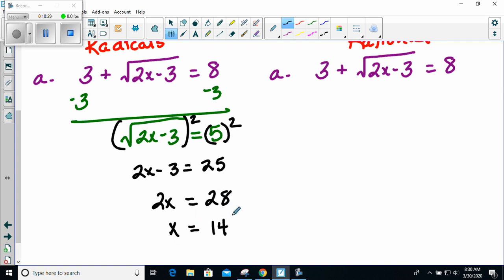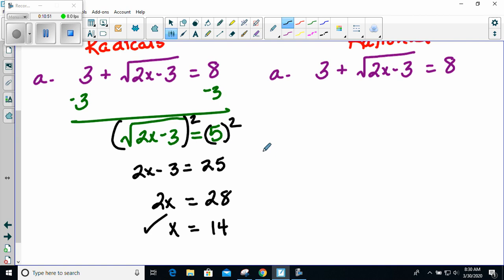Now, again, we need to check to see if it's extraneous. So we'll march back up here and substitute 14 in. Just listen as I go through this. 2 times 14 is 28. 28 minus 3 is 25. Square root of 25 is 5. 3 plus 5 is 8, which is equal to 8. So I'll check myself. I'm good to go.